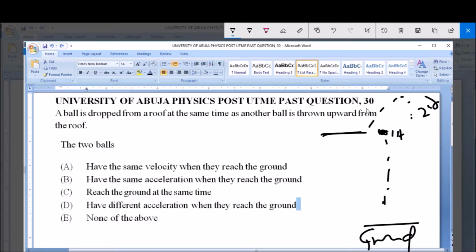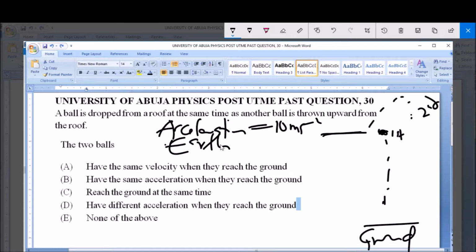Now, the acceleration due to gravity is constant, and it's called 10 meter per second squared. This acceleration due to gravity on Earth is very constant. For this particular region, it is constant. Acceleration is the increase in velocity with time. Now the velocity keeps increasing from 0 constantly until it reaches the ground here. This one too, it increases with time.